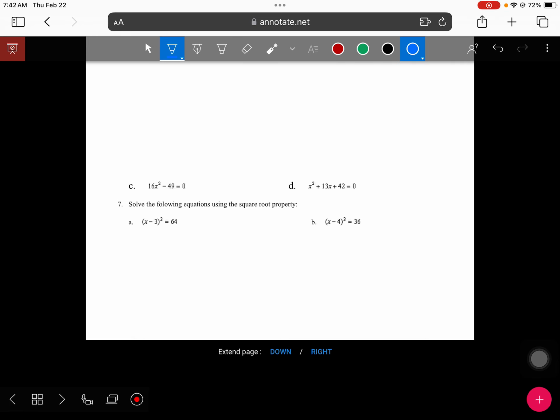And look at how much space we left you for C and D of number 6. Wasn't that nice of us? Phew.